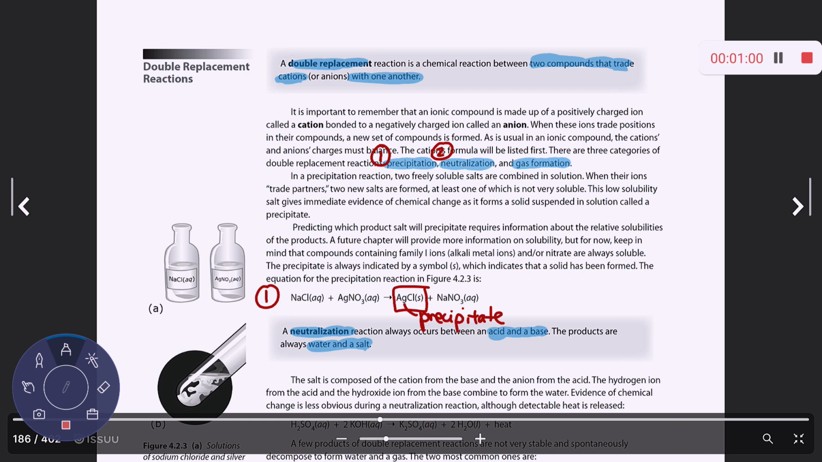The one thing that we should highlight in here is that heat is often detected during neutralization reactions, albeit a very small amount. Okay. So that means that neutralization reactions would be exothermic.